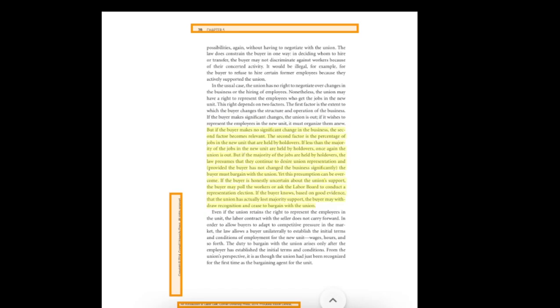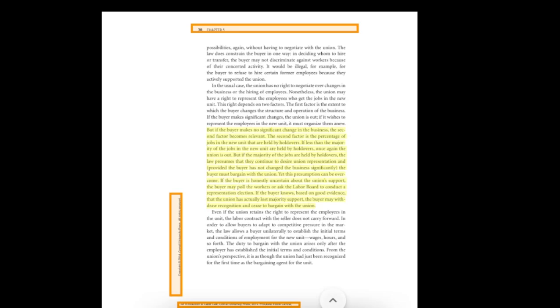But if the buyer makes no significant change in the business, the second factor becomes relevant. The second factor is the percentage of jobs in the new unit that are held by holdovers. If less than the majority of the jobs in the new unit are held by holdovers, once again the union is out. But if the majority of the jobs are held by holdovers, the law presumes that they continue to desire union representation, and provided the buyer has not changed the business significantly, the buyer must bargain with the union.